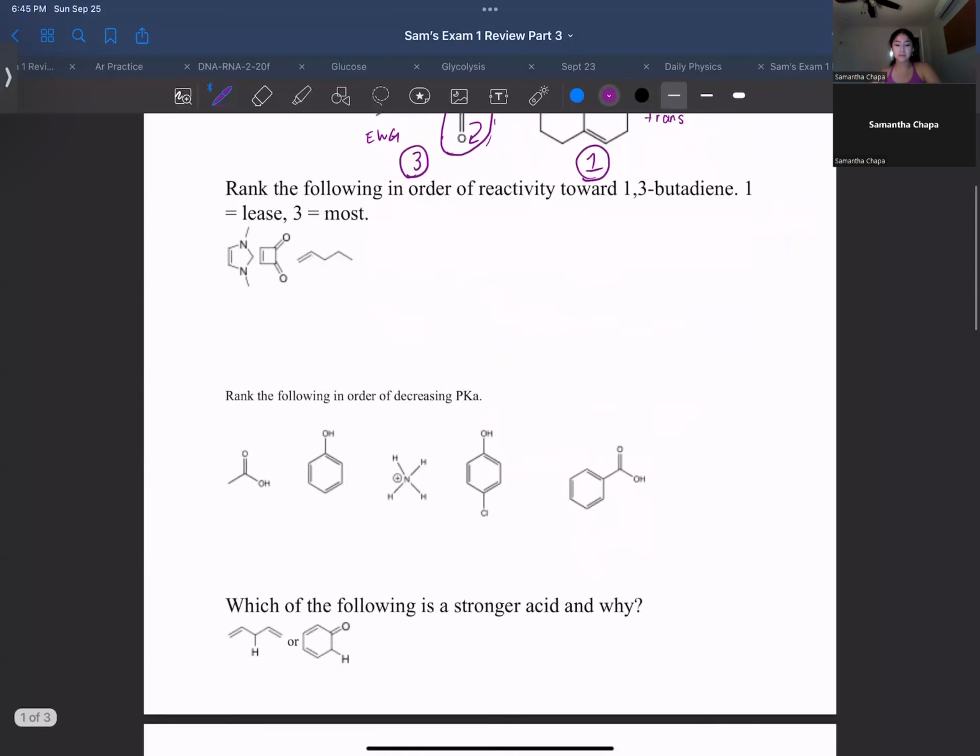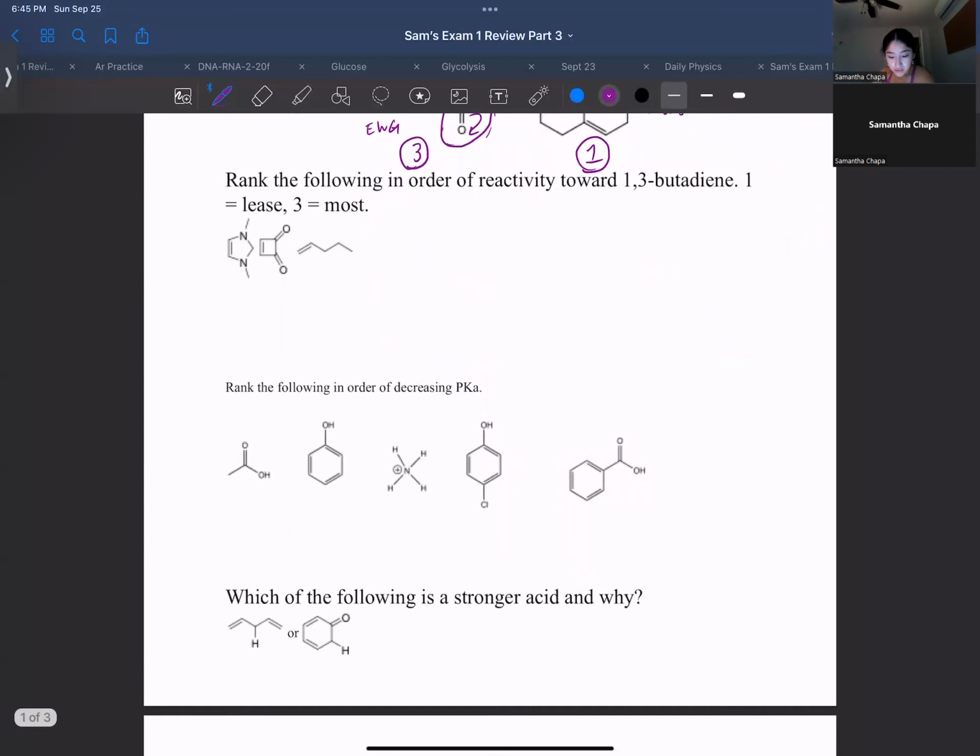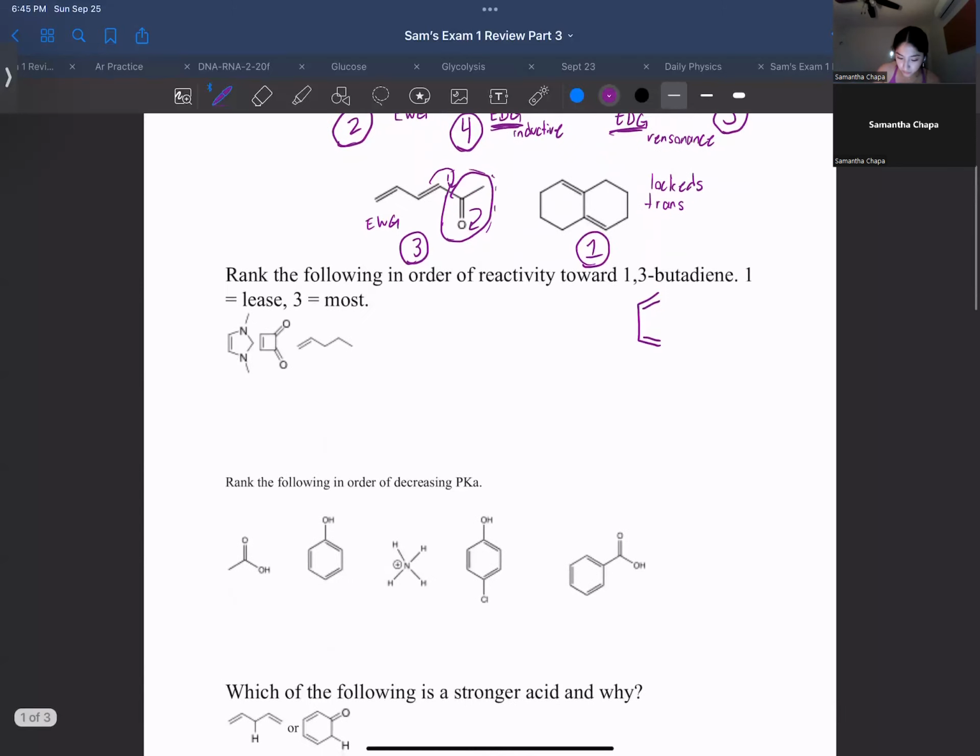Okay, let's go to the next one. Rank the following in order of reactivity towards 1,3-butadiene. This is 1,3-butadiene. Okay, 1 being the least, 3 being the most. So again, we're looking at the dienophiles right now.